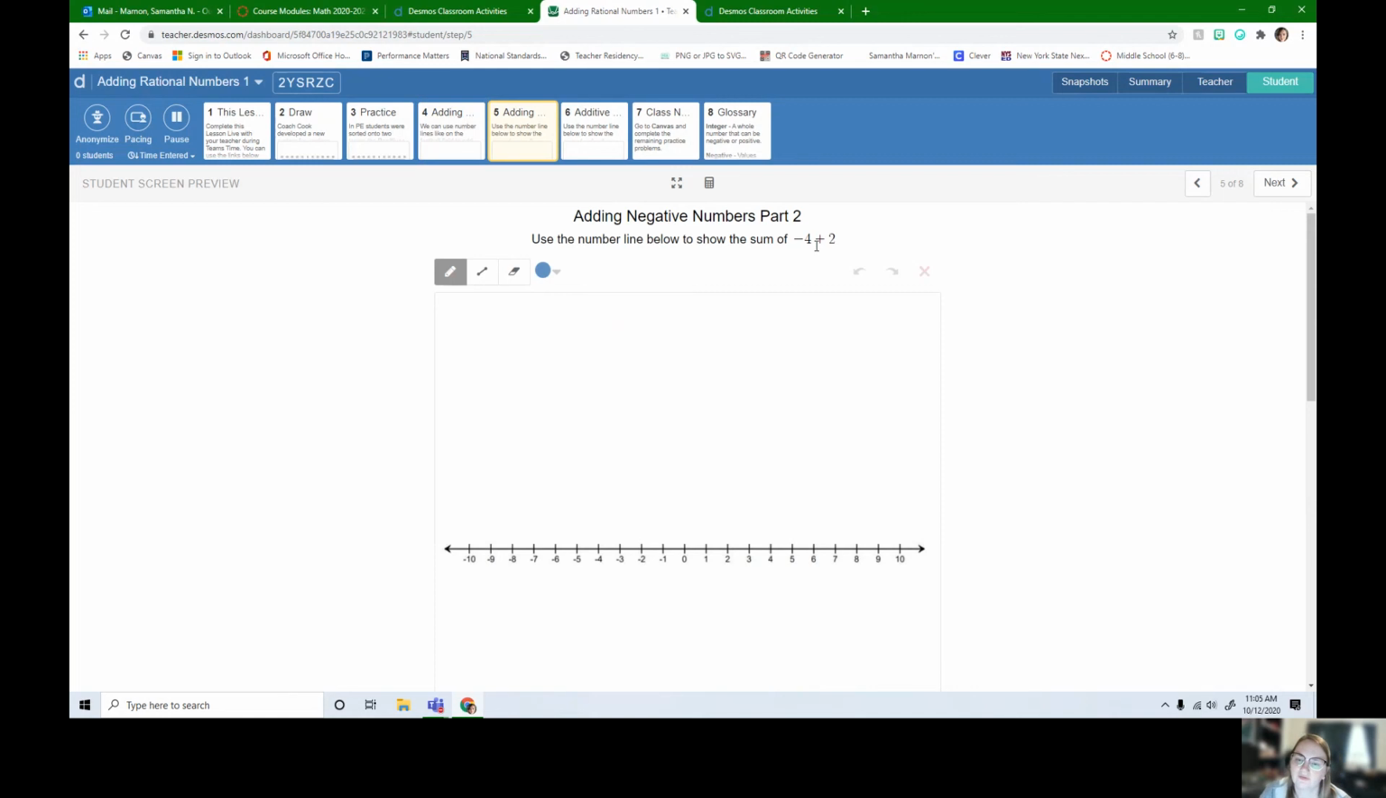Now we're going to do -4 plus 2. So start at 0. Negative means to the left. So we're going to the left 4. Positive 2. From that point, go right 1, 2. And we end up at -2.